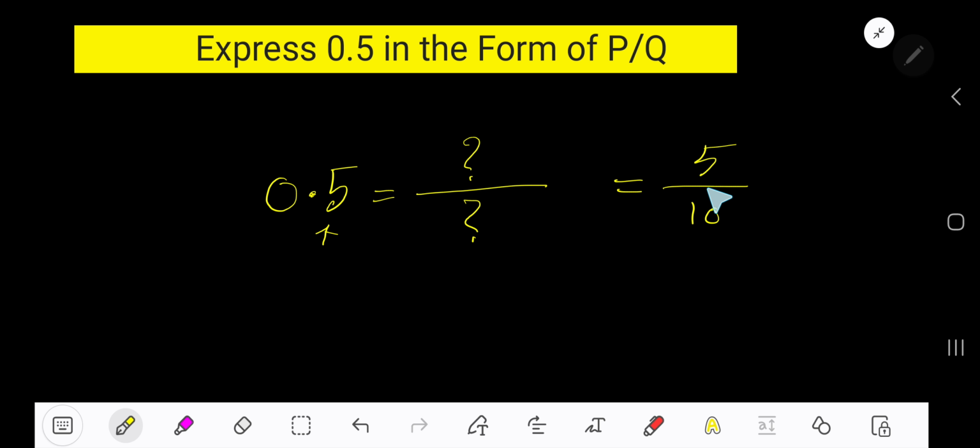Now this is the p by q form, or fractional form. So now we'll reduce this fraction. So how to do that? We need to divide the numerator and denominator by the common factor.